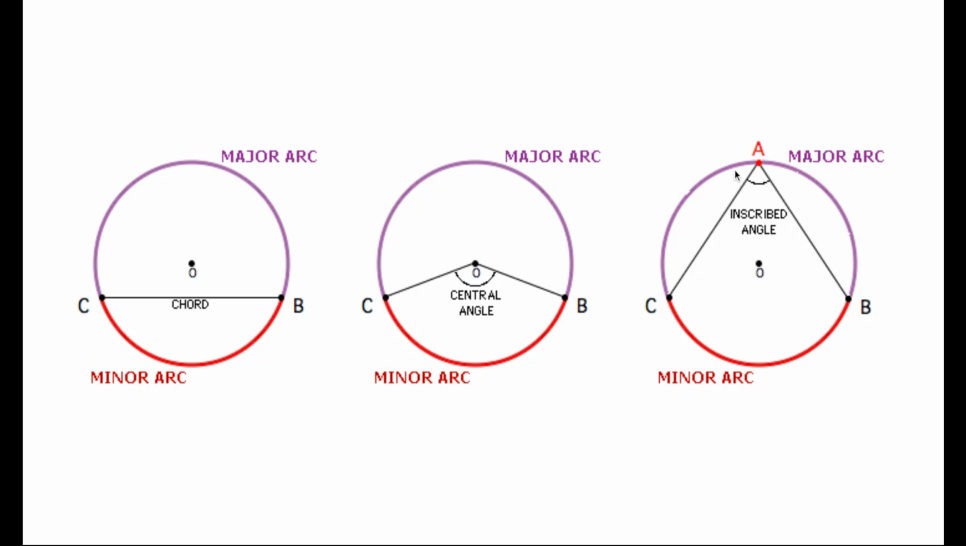When you have an angle, like this one on the far right, that is an inscribed angle, that means the vertex of the angle is on the circle. And we say that this angle, CAB, cuts the minor arc CB. This central angle is an angle whose vertex is at the center. It cuts the same arc. And we could also say that the chord connecting C and B cuts that same arc.